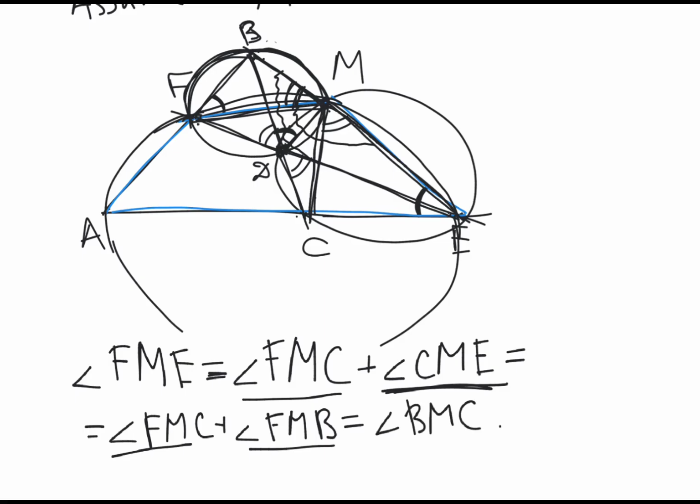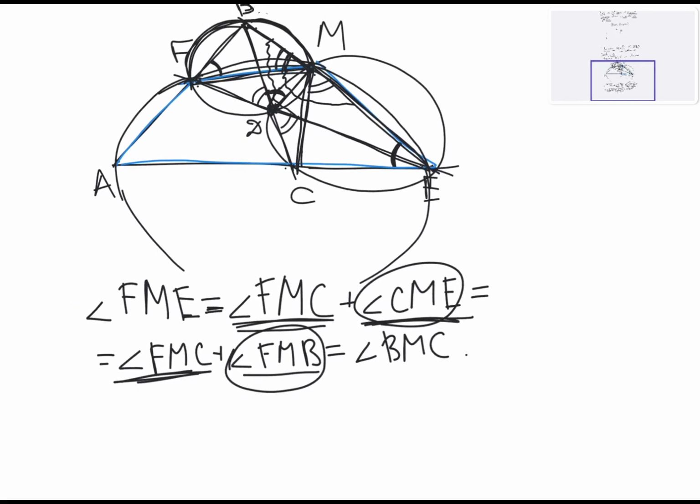BMC. Right. So basically, these two equal angles, CME and FMB, we add to both of them the same angle FMC, and we obtain the equality of these two angles FME and BMC. So okay, let's write this separately. The angle FME is equal to angle BMC.